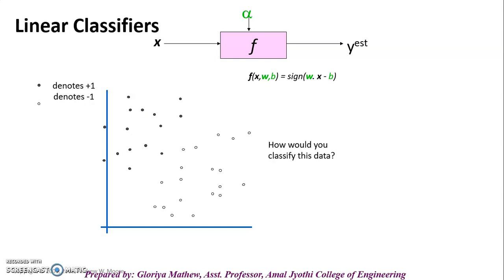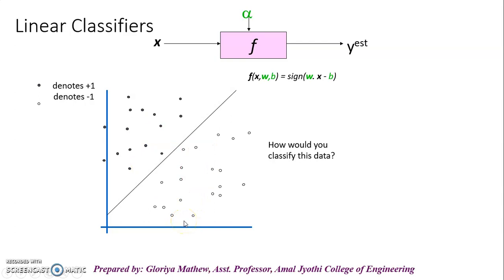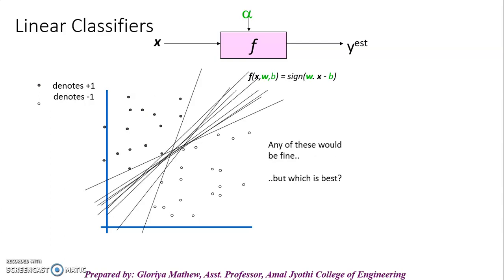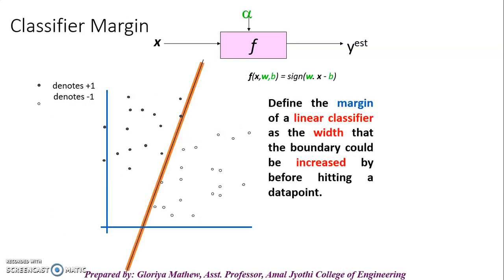So these are the objects which we are going to classify. This is one possibility of a hyperplane which divides the data into two different groups. This is another possibility of a line or hyperplane which divides the objects into two different classes. This is another possibility. So many possibilities are there. Any of these would be fine, but we will choose the best option. That best option is the maximum margin hyperplane.